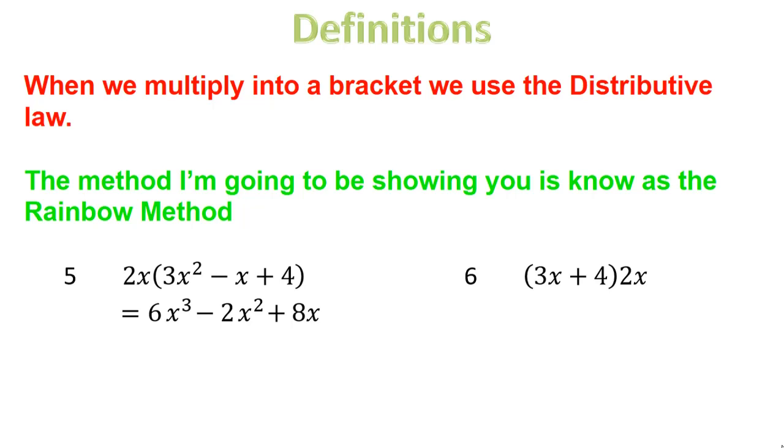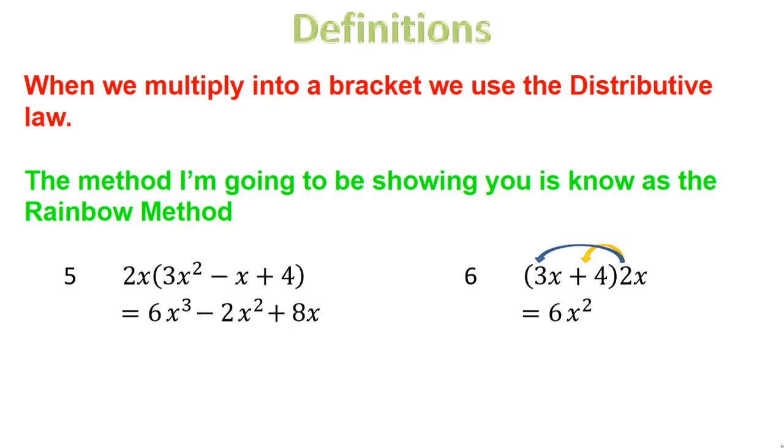So, here is our next question. Our 2x, while monomial, is now after the bracket. This doesn't happen too often, but it does sometimes happen. Again, we draw our rainbow, but instead of from the front going to the back, we now go from the back to the front. So, we start off with our blue one. 3 times 2 is 6. X times x is x squared. Same as we've always done.